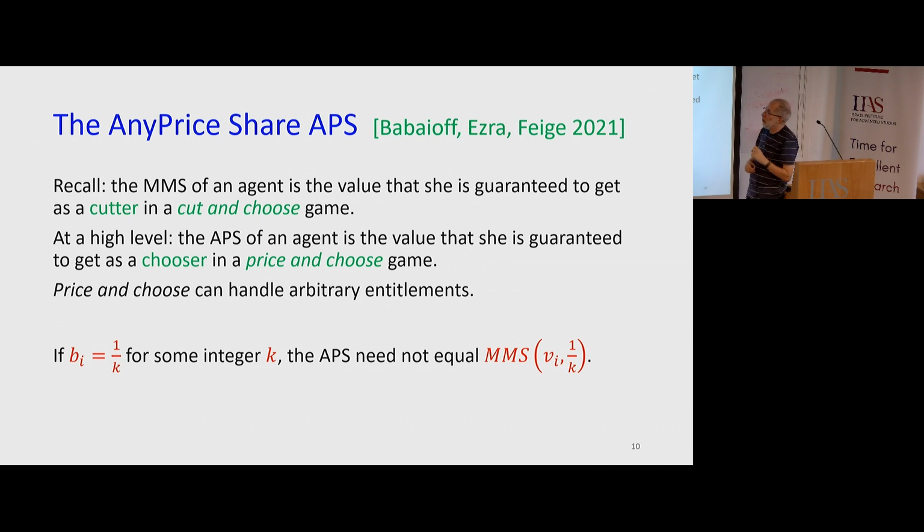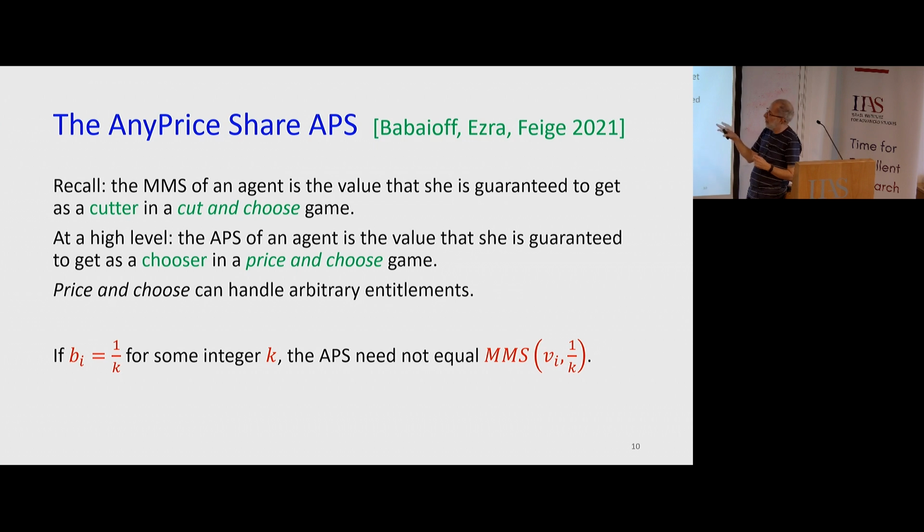So let's recall what is the MMS of an agent. The maximin share is the value she can guarantee to herself if she's a cutter in a cut and choose game. She cuts the set of items into n parts and gets the worst part. That's what she can guarantee to herself. She cuts it in the best way, and that's the worst part.